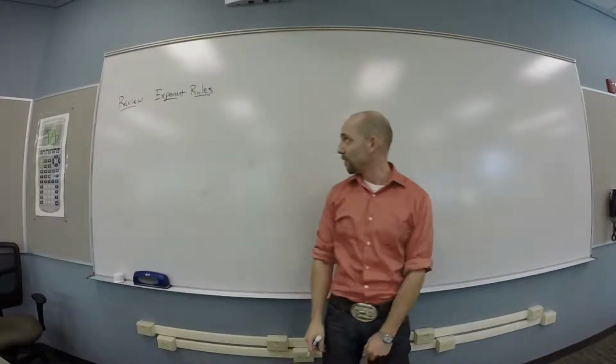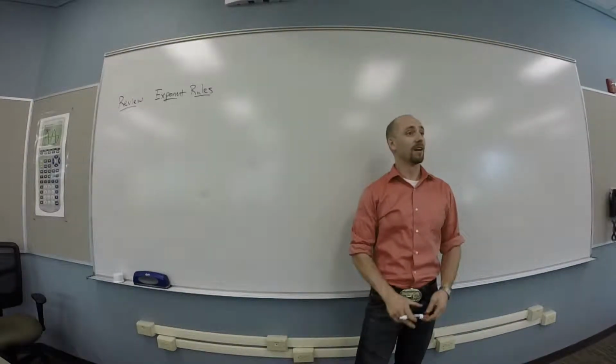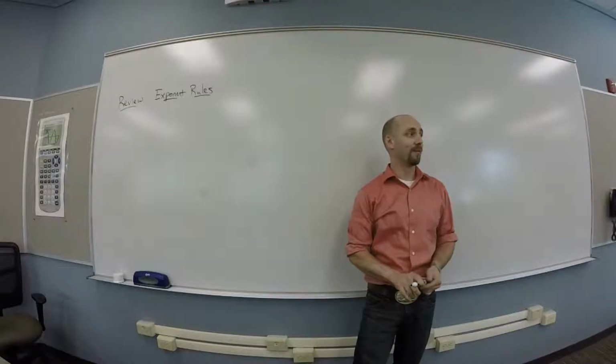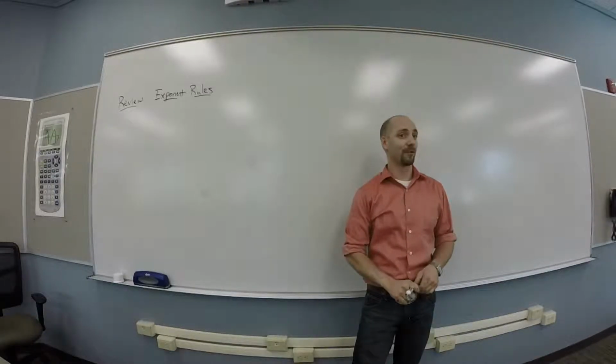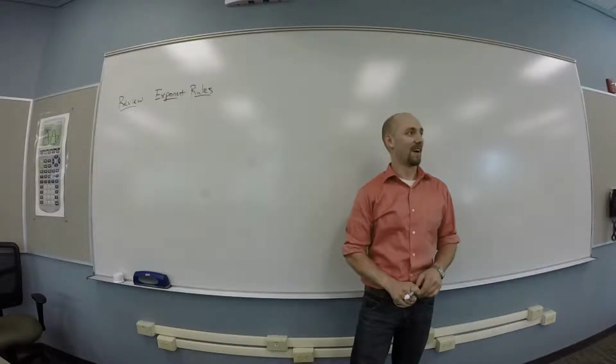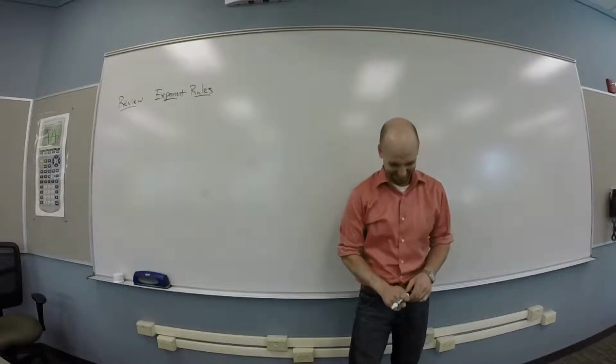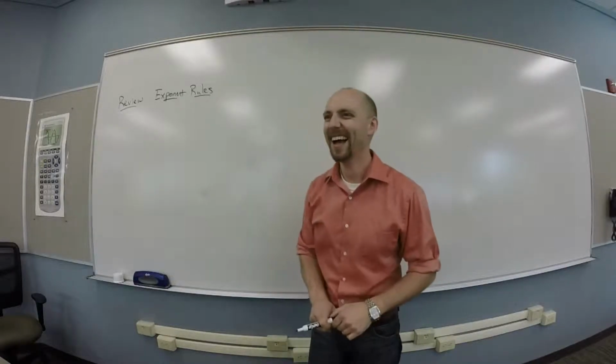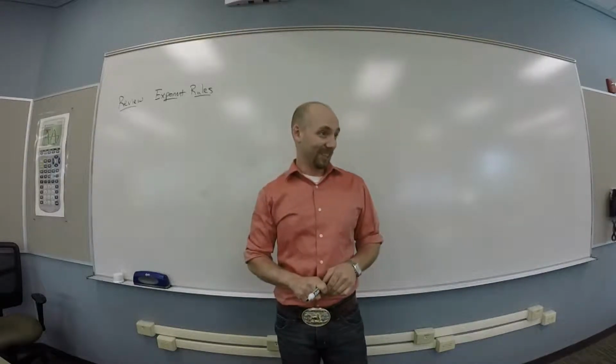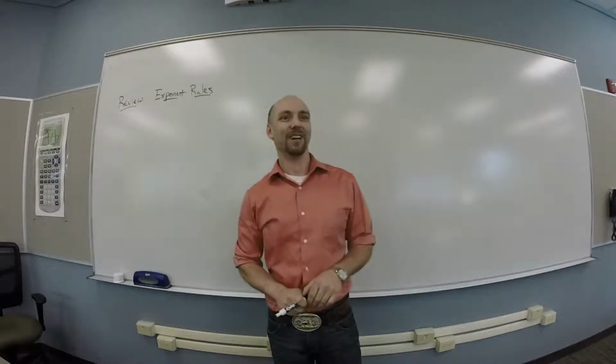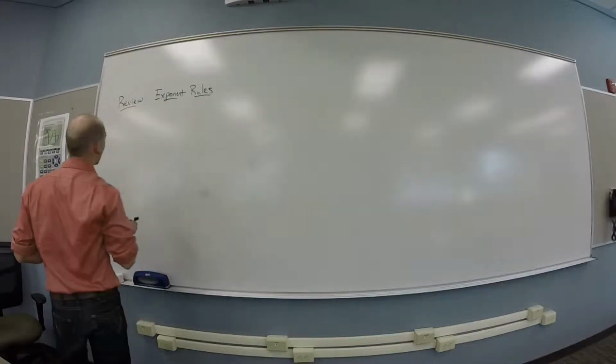Okay, so let's review exponent rules. First we should maybe put in our brains how many exponent rules there are, so we know when we're missing them. So how many exponent rules are there? 5, 4, 6. I know there's at least 4. A whole bunch, maybe. Yeah. Okay, there are not so many.